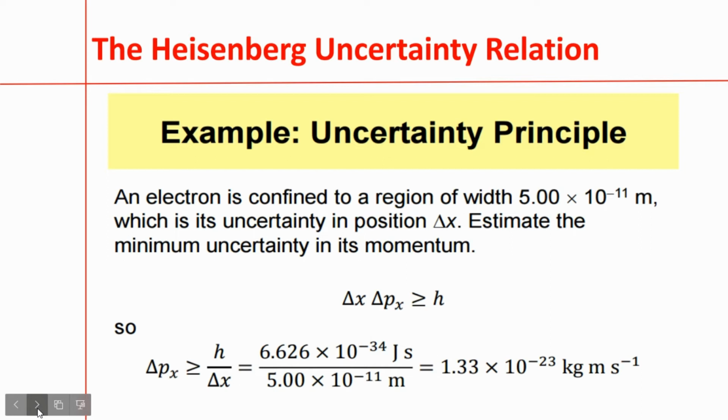So what is the value of h, which is the Planck constant? It is 6.626 multiplied by 10 raised to minus 34 joule second, and the other value is given, which is delta x, the region width, which is 5 multiplied by 10 raised to minus 11 meter. After dividing, we will get the simple answer, which is 1.33 multiplied by 10 raised to minus 23 kilogram meter per second.